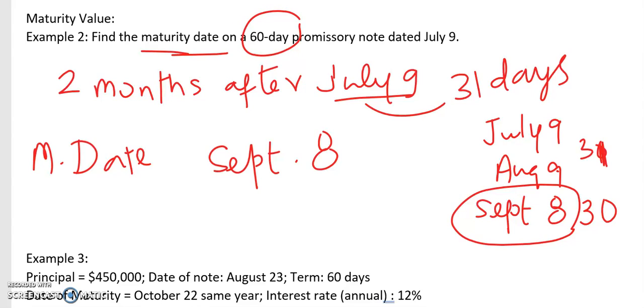Okay, August is 31 days. So the maturity date is going to be September 8th. So you can calculate the maturity dates based on the number of days basically.